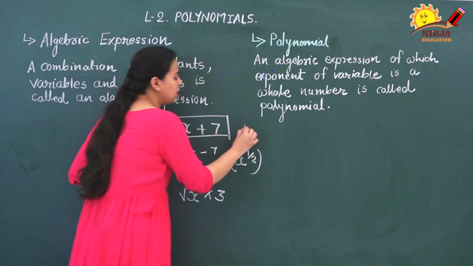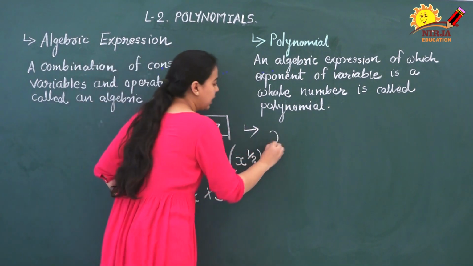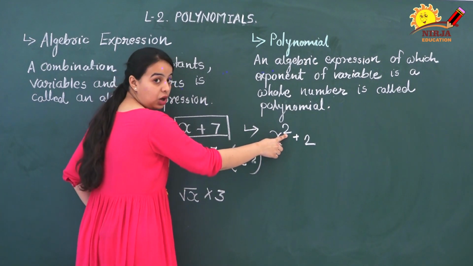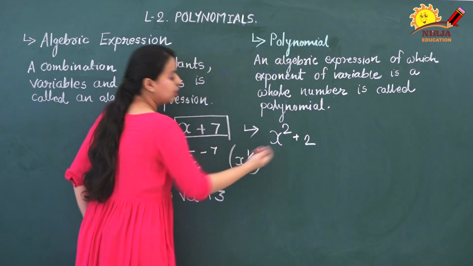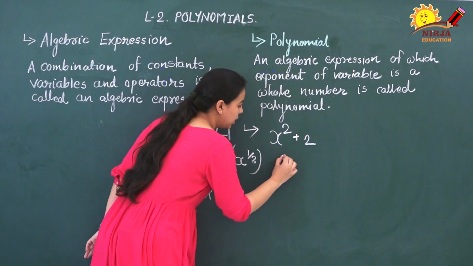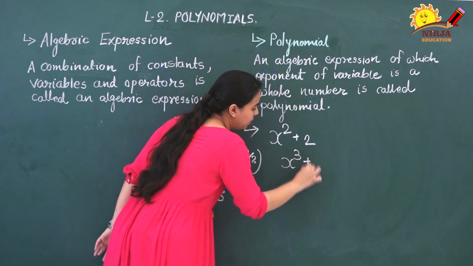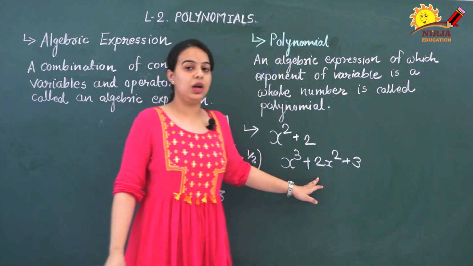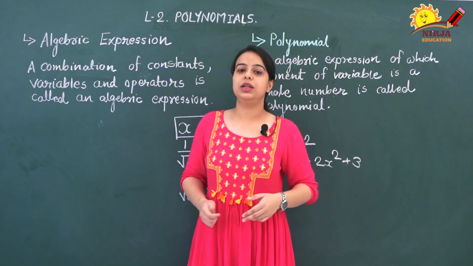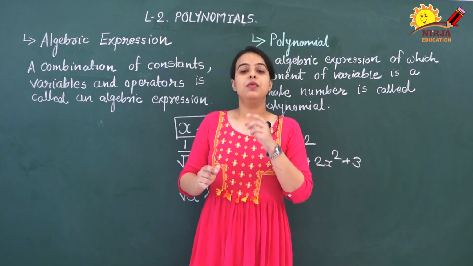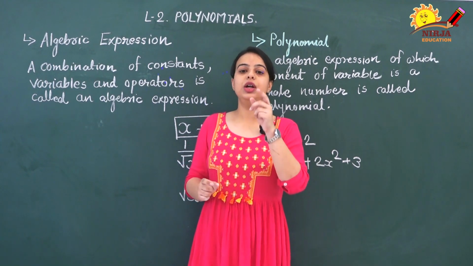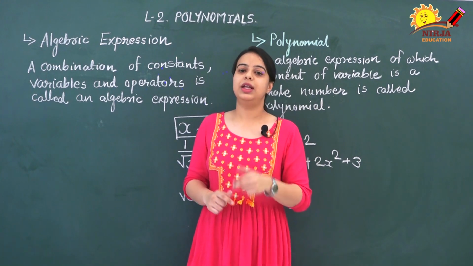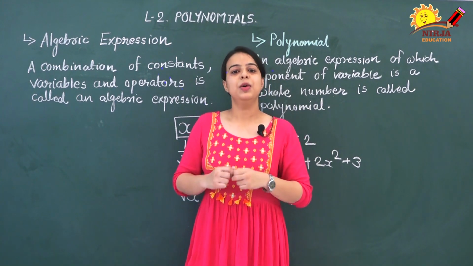Now let's see some other examples of polynomial. I can write x square plus 2. The exponent of the variable is a whole number. So this is called a polynomial. In another I can write x cube plus 2x square plus 3. So my dear students, to find out whether a particular term is a polynomial or not, we need to consider the exponent of the variable. And if the exponent of the variable is a whole number, then you can call that term a polynomial.